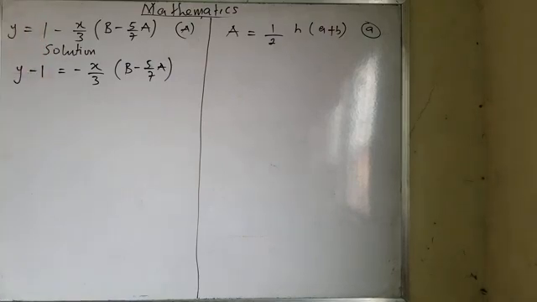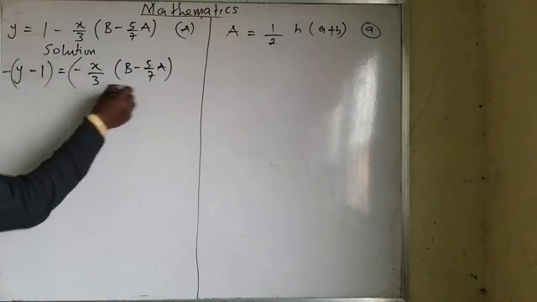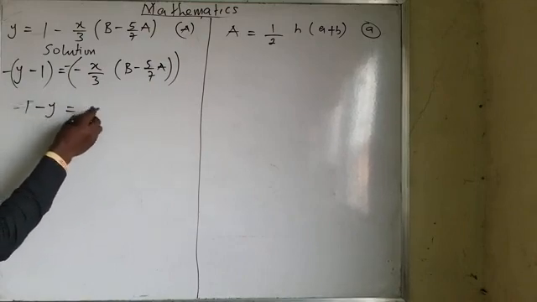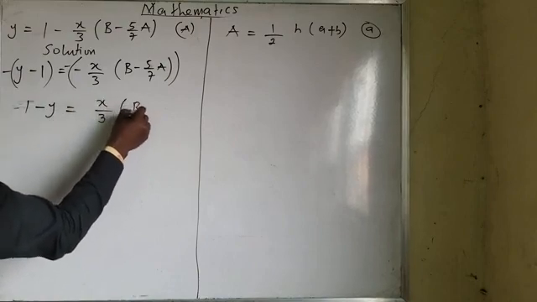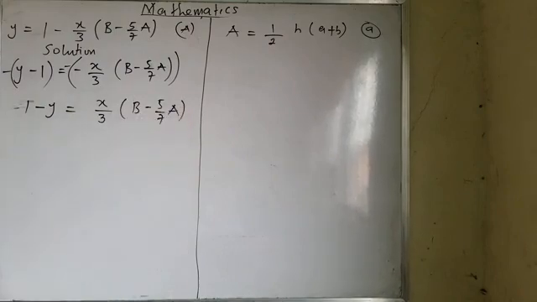Now, if I decide to multiply by minus, I can say that 1 minus y equals x all over 3 bracket of b minus 5 all over a. Do you know it's allowed? Yes. I multiply both sides by minus.